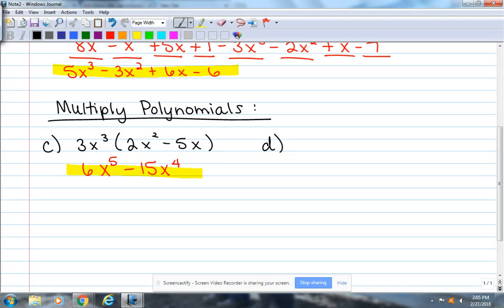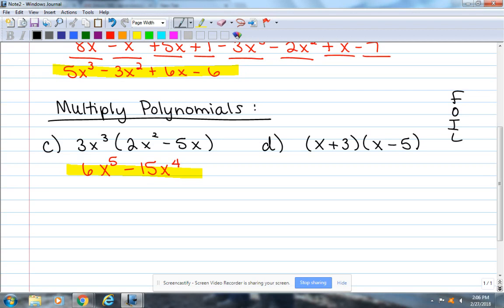So now let's multiply a binomial times a binomial. If you heard of this in Algebra 1, you might have heard of something called the FOIL method. First, outer, inner, last. So that means you multiply the two first terms together, the two outsides together, the two insides together, and the two last terms together. All right?